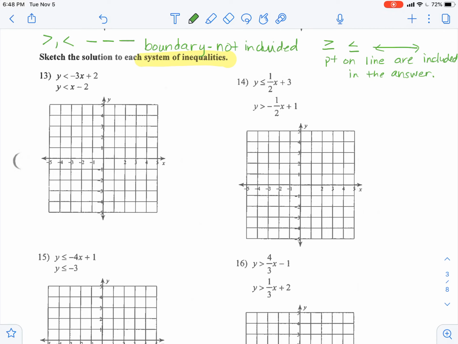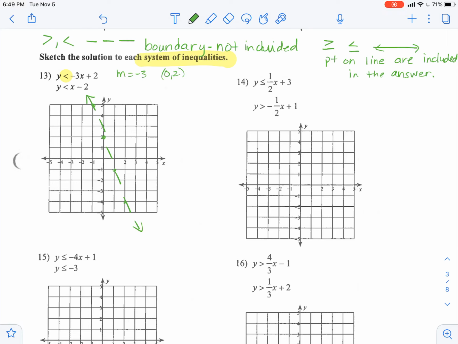So the first one that we have, you are going to have a slope of negative 3 and a y-intercept of (0, 2). So I'm going to go ahead and get that on there. So (0, 2), slope of negative 3: 1, 2, 3, 1, 2, 3, and we'll go up, 1, 2, 3, there we go. Now, your next step is to always go back and look at your sign. In this case, it is just a less than. So I am going to dot my line, and put my arrows on the end of it.